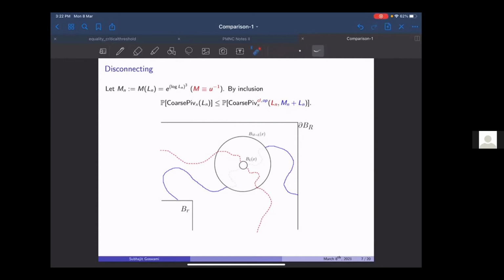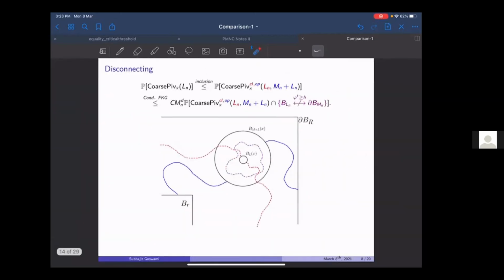So look at this picture. We're in this picture where the coarse pivotality is contained in this event. So let me describe this event. We have forgotten the path outside a certain ball. So these two paths come all the way down to this ball, and we have forgotten the dual surface inside the small L ball. Okay, that's what we have done. Now we have to close this surface. How do I do that?